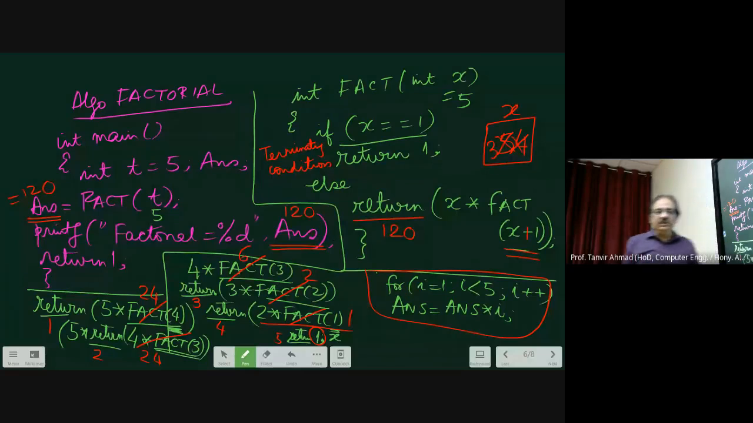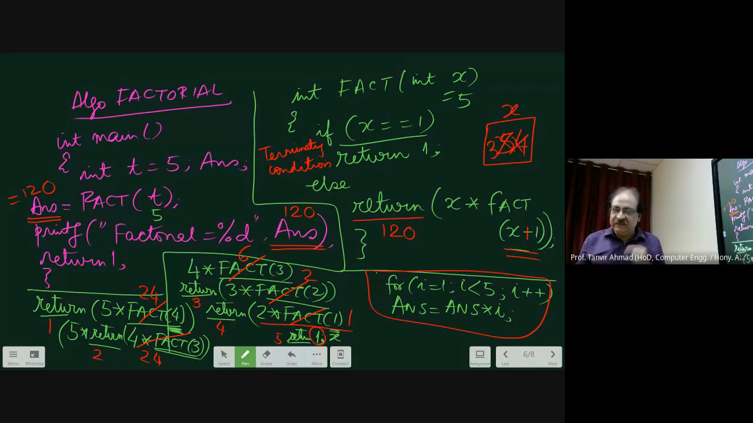The second condition is that it should lead towards the goal. It should lead towards the solution. Now, if I write x plus 1, what will happen? It will start with 5, then 6, then 7, 8, 9, 10, up to infinity. And fact of x plus 1 will keep on calling this function infinite times. Therefore, the second condition is not fulfilled, that it should bring you near to the goal.